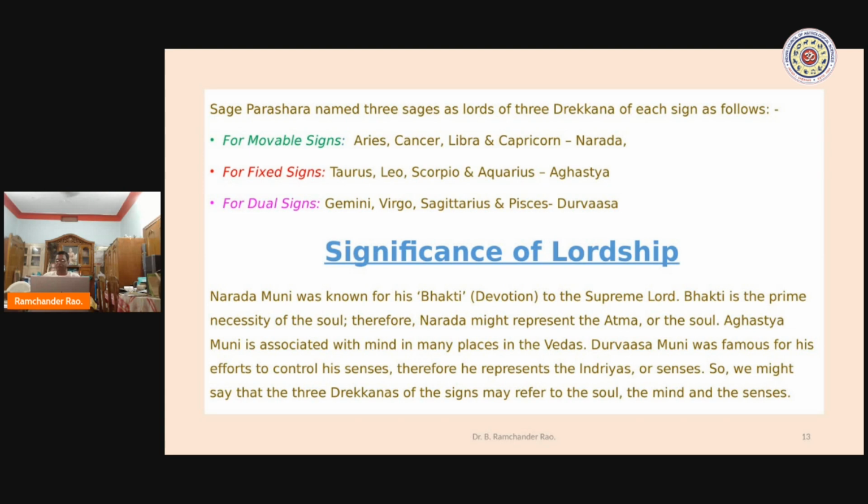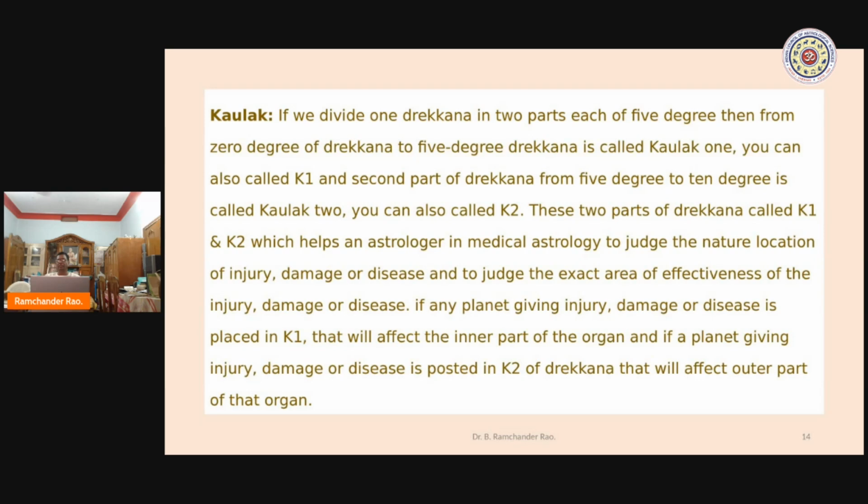Next page. So, this is a very easy thing. If we divide each drekkana into two parts, then 0 to 5 degrees and 6 to 10 degrees. So, 0 to 5 degrees is the internal one, internal injury, and 6 to 10 degrees is the external one.